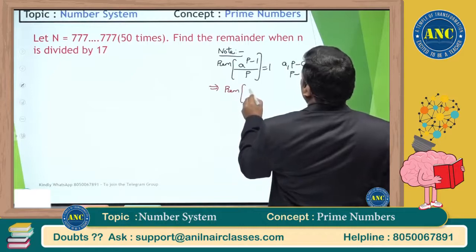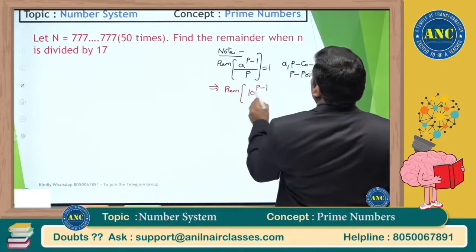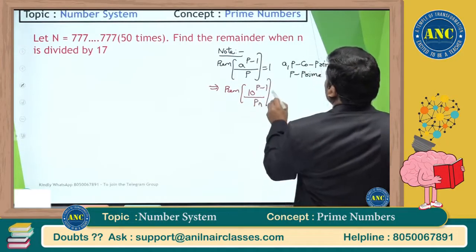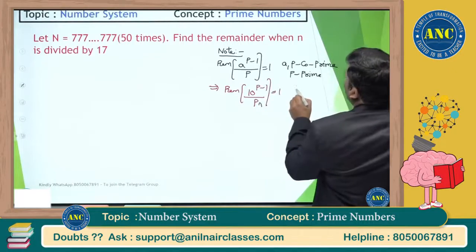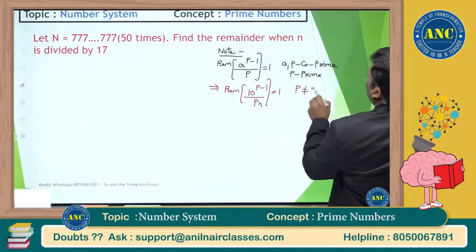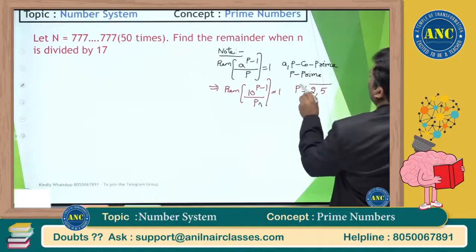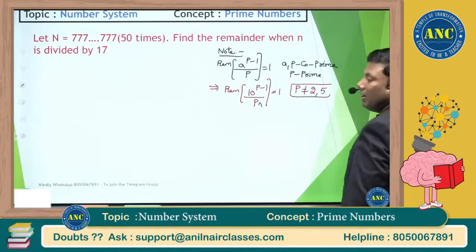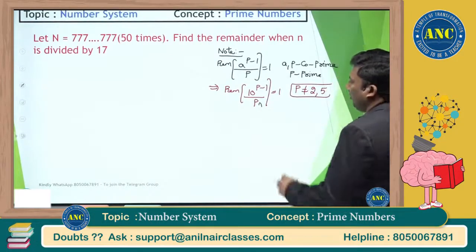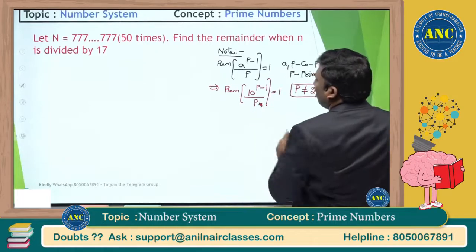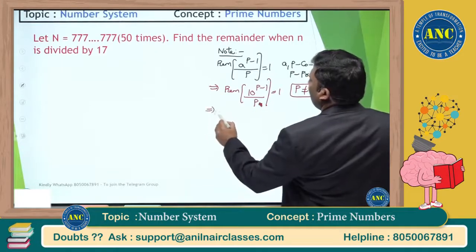Remainder of 10 power p minus 1 divided by p is 1. 10 and p should be co-prime, so p should not take the values 2 and 5.